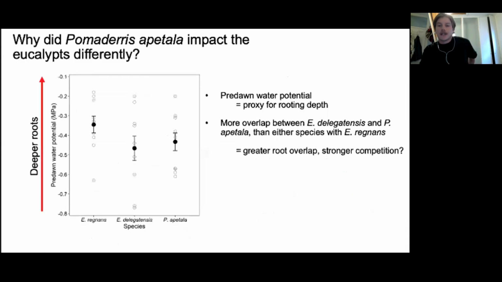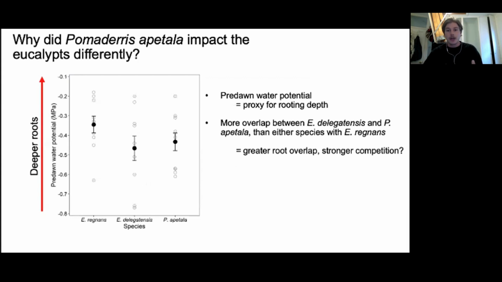But why was this impact? Why did Pomaderus impact Delegatensis more than Eucalyptus regnans? We think that this was likely due to differences in rooting depth. So this figure here just shows pre-dawn water potential on the y-axis, which is a proxy for rooting depth, because pre-dawn water potential is when the root is at equilibrium with the soil surrounding it. So it indicates the availability of soil water surrounding that root.